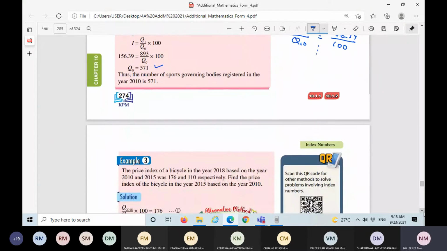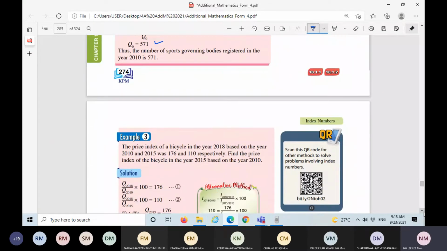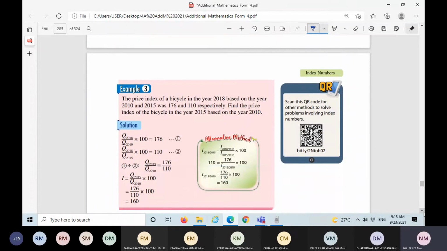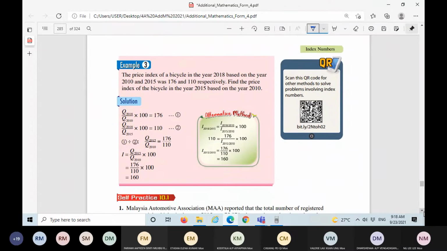So this is example 2. Now we go to this example 3. Look at this example. Maybe you want to copy or what. Always this type of question come out. You know, the students tend to forget how to do this type of questions.